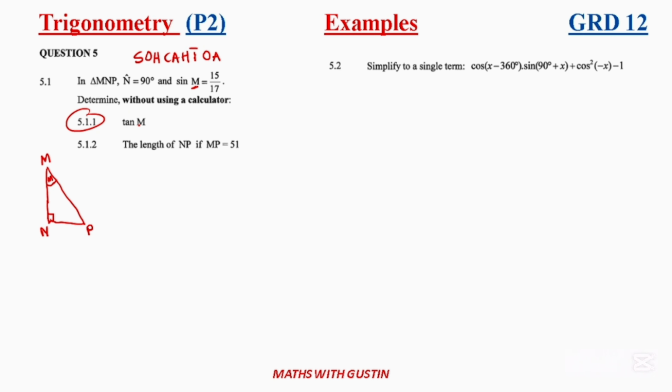Right, so let's come here. 5.1.1 says that we need to find tan M. So they are saying this will be opposite over adjacent. What is opposite here? Opposite will be this 15 here, over hypotenuse, which is 17. So now we need to find the adjacent. We're going to apply Pythagoras' theorem so that we are able to find this side here. Let's call it x, which is also equal to NP.